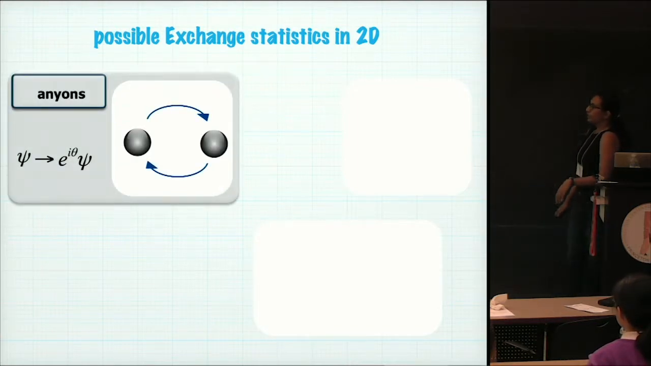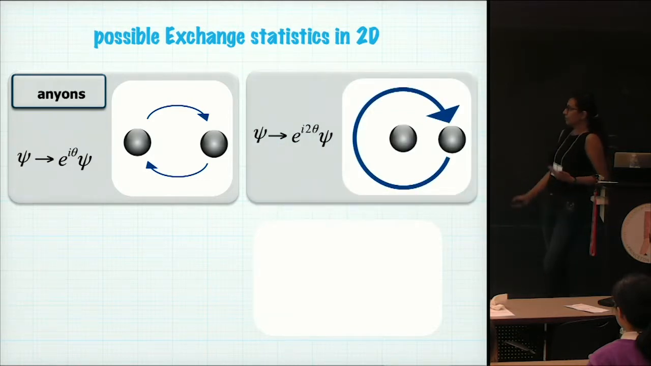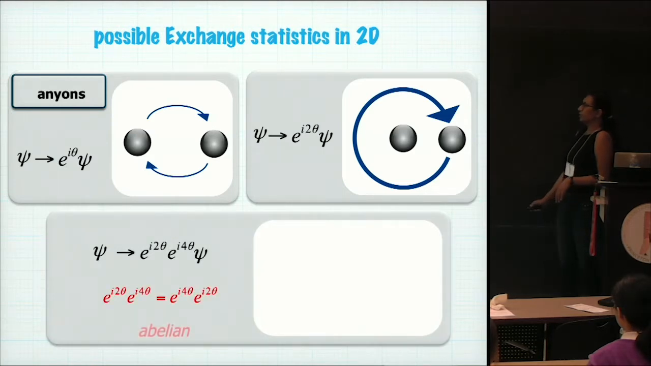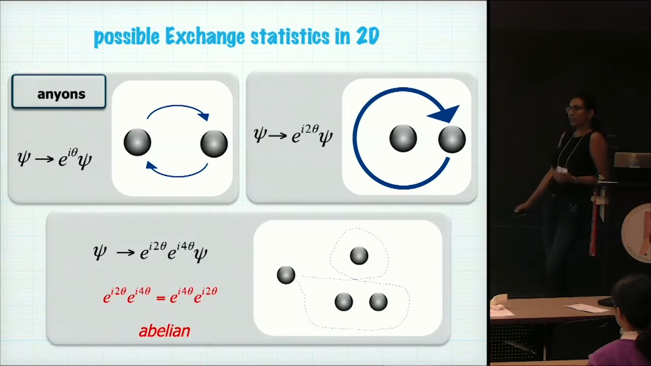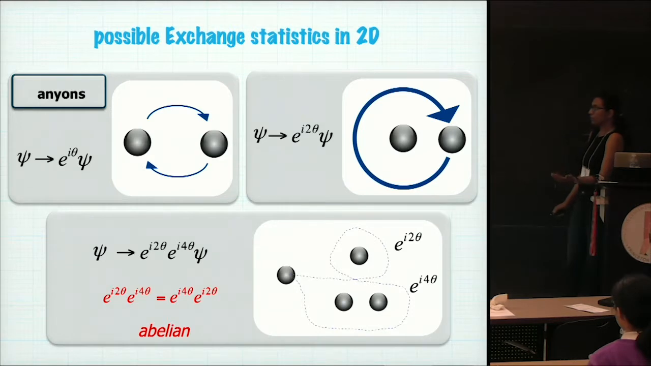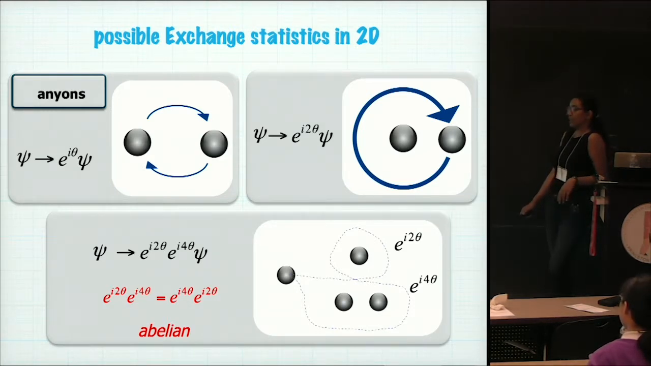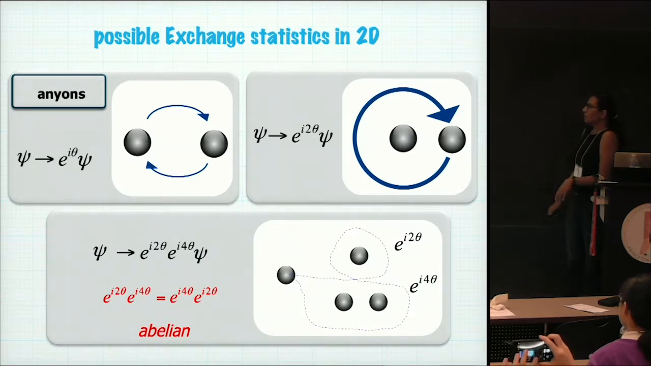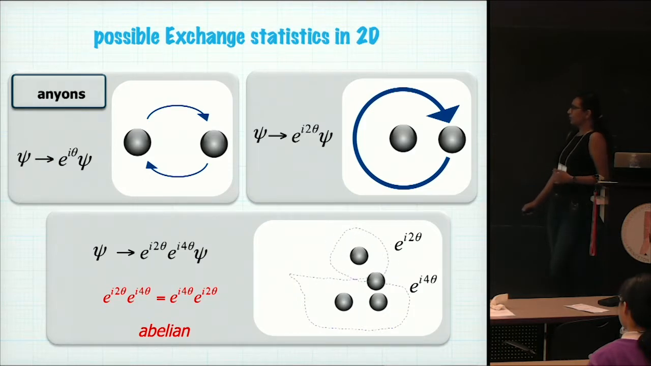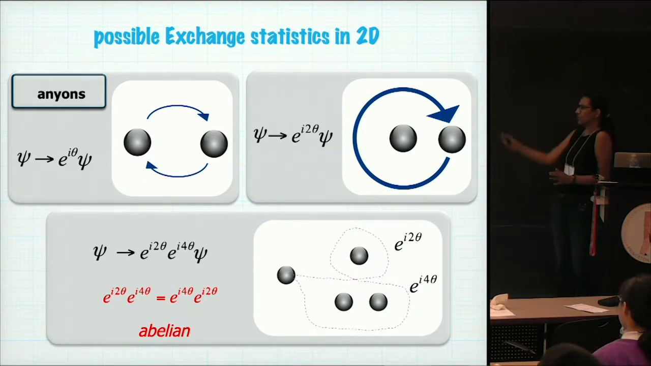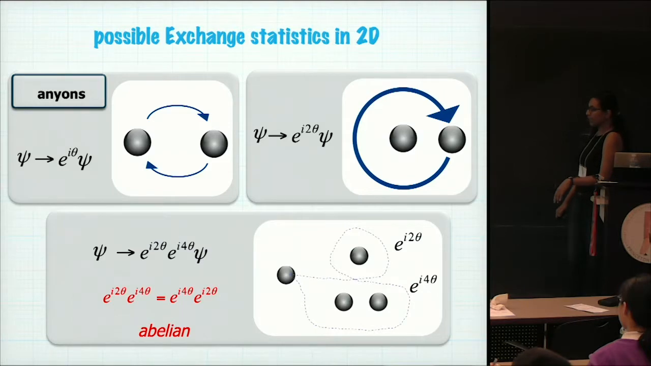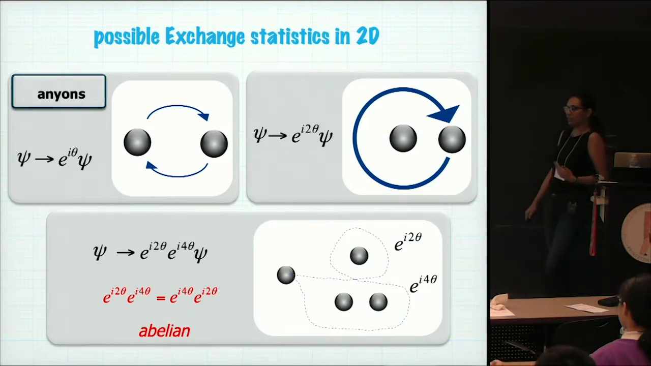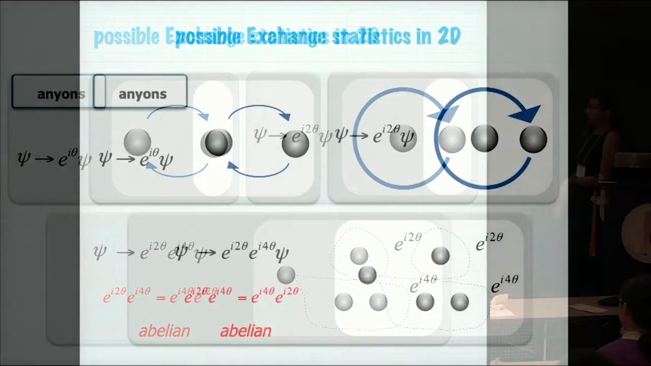And this way, what happens is that if a particle goes around another particle, it picks up an arbitrary phase, and this brings out the name anyons, like I said, any phase. But eventually, if a particle goes around any number of other particles, it will just be adding up the phases that they have, so it doesn't matter in which order they are taking turns. But this is a simple scenario.